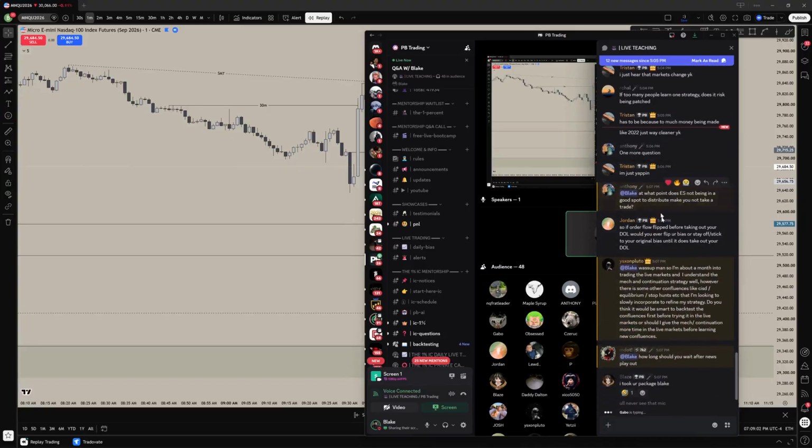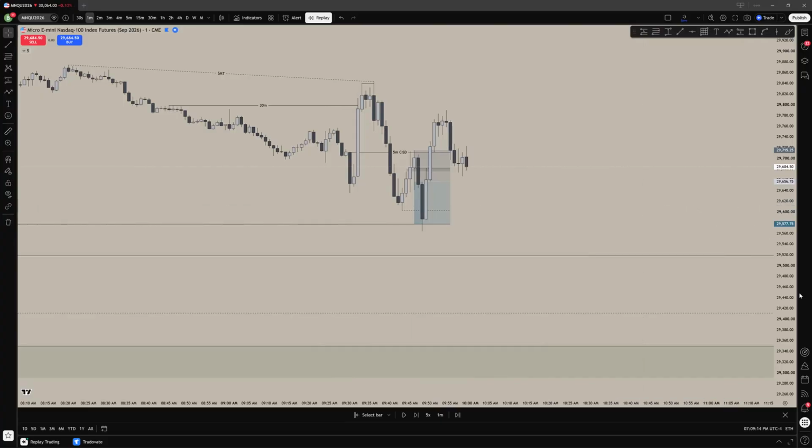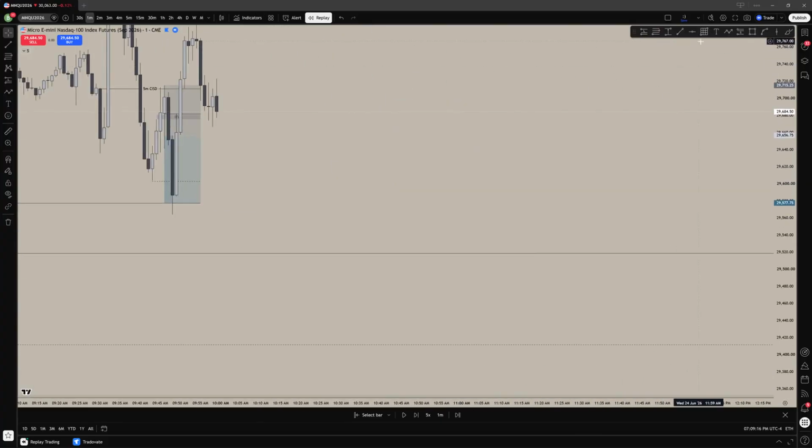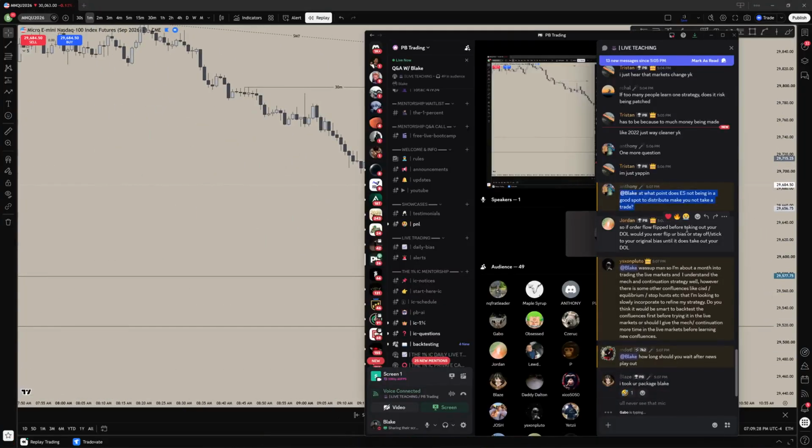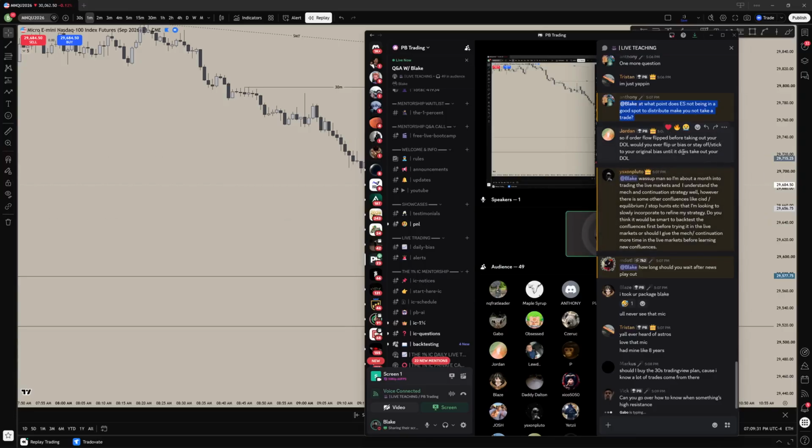At what point does ES not being a good substitution make you not take a trade? I mean, with ES, bro, I care about it, but to a certain extent. I care about it to the point where if we're super close to a daily low on ES, then I'm not going to long it, even if NQ looks good, because we're probably going to go to it. So that's when I care about ES, when I'm looking at it for bias and things like that.